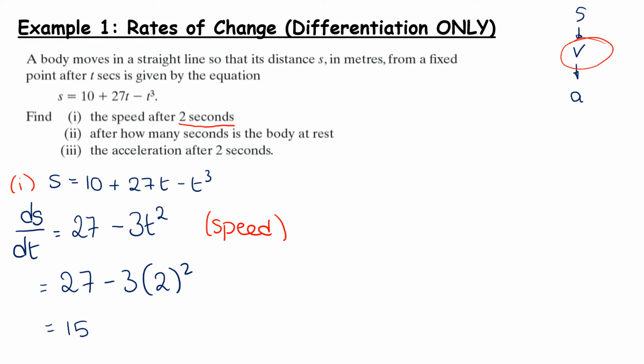Now we started with meters and seconds. This is our velocity or speed. So it is 15 meters per second. Make sure you include your units.